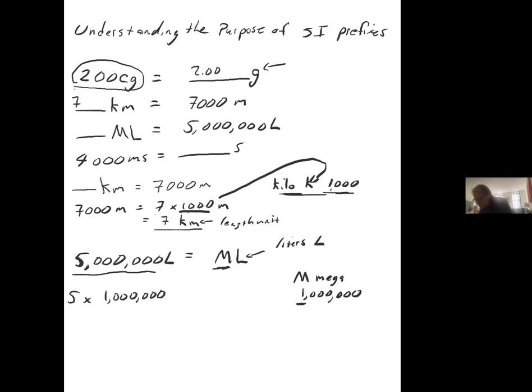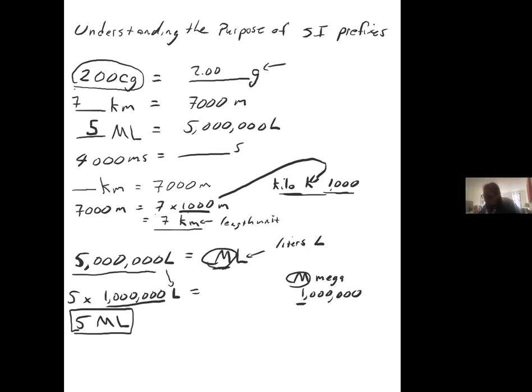So that's 5 times a million liters. I bring the L down just so I don't lose track of what the unit is, okay? And then a million is mega, right? That's the definition of a mega. So that means this would be 5 capital M million capital L liters. So you got that one right there, 5 megaliters.